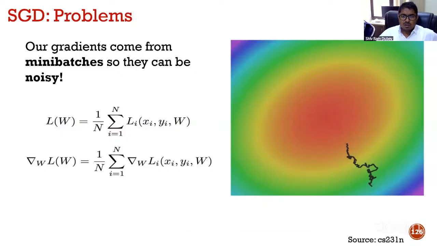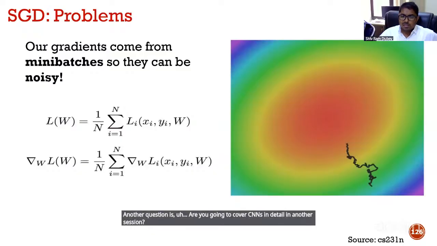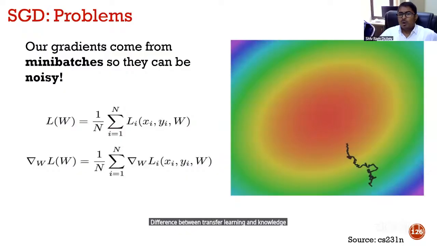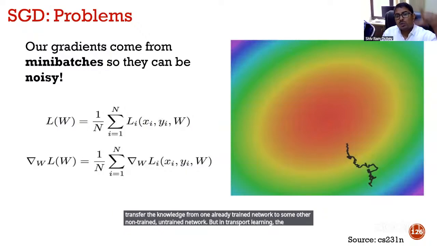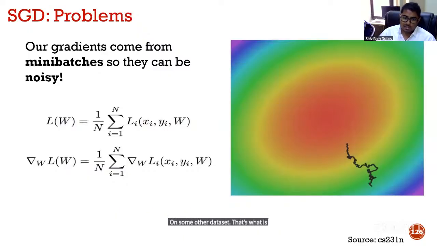Another question is, are you going to cover CNNs in detail in another session? Yes, CNN we will cover in some other session. Difference between transfer learning and knowledge distillation. In case of transfer learning, we make use of the same network fine-tuned on another data set. But in knowledge distillation, we make use of some other network and transfer the knowledge from one already trained network to some other untrained network. But in transfer learning, the same trained network is fine-tuned on some other data set. That's the basic difference.